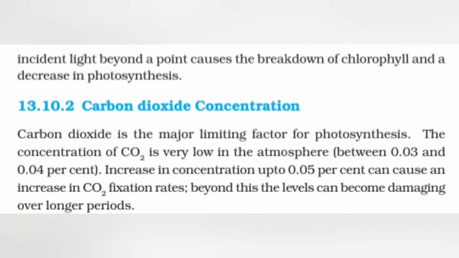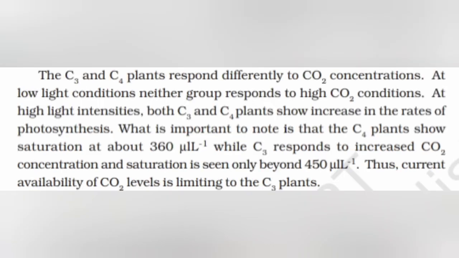Carbon dioxide is the major limiting factor for photosynthesis. The concentration of carbon dioxide is very low in the atmosphere, that is between 0.03 to 0.04%. Increase in concentration up to 0.05% can cause an increase in carbon dioxide fixation rates. Beyond these levels can become damaging over longer periods. The C3 and C4 plants respond differently to CO2 concentrations. At low light condition, neither group responds to high CO2 conditions. At high light intensity, both show increase in rate of photosynthesis.